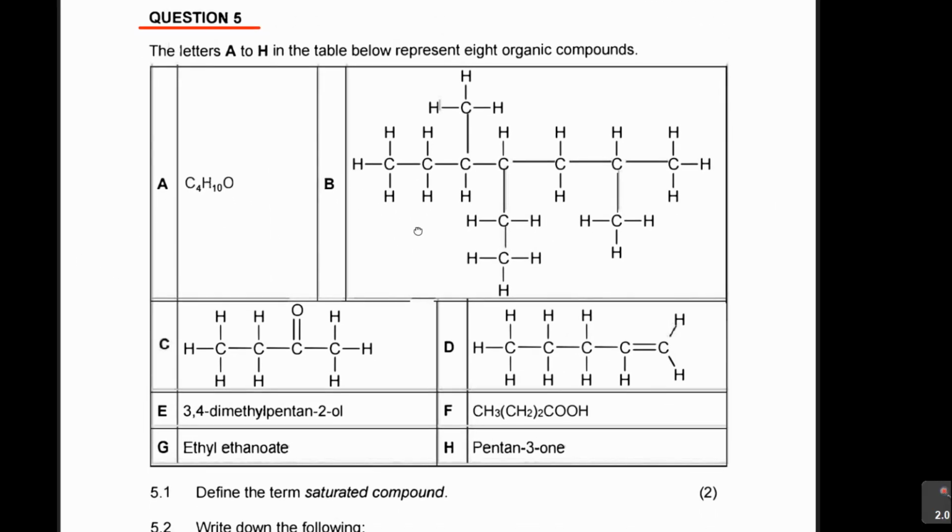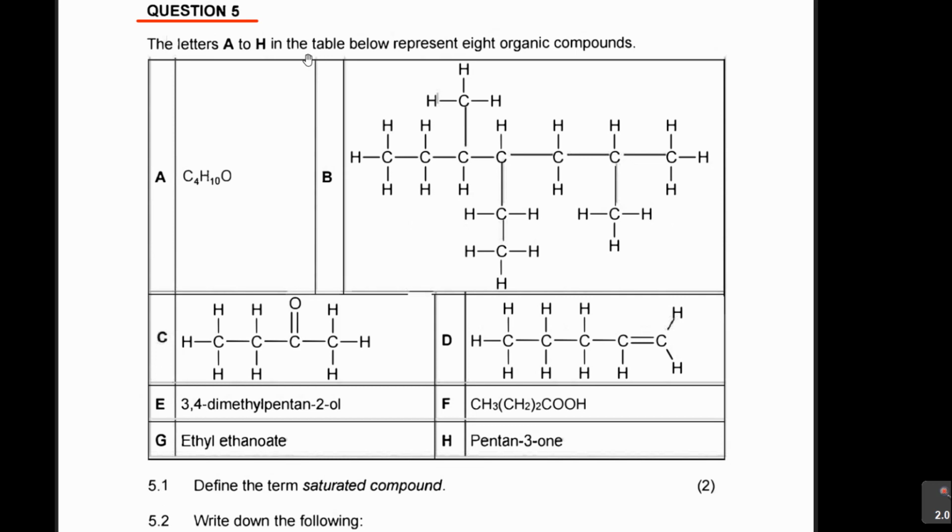Look at this. It says letters A to H in the table below represent 8 organic compounds. So what I'm doing here is I'm trying to prepare you and show you some strategies that you can use in approaching questions in organic chemistry. It's one of the most important sections that are always examined. So they're saying letters A to H in the table below represent 8 organic compounds, and you can see there is A here, and we have got B.